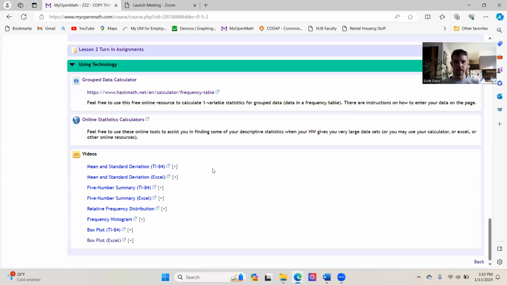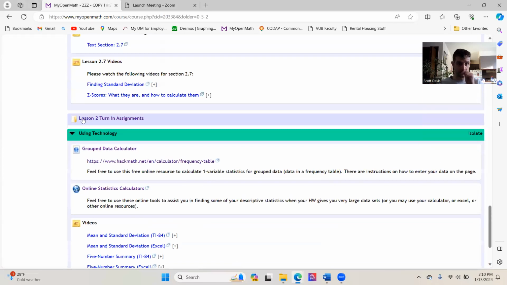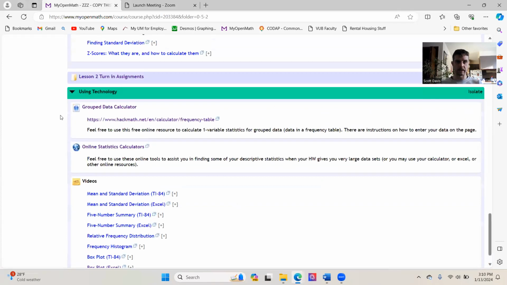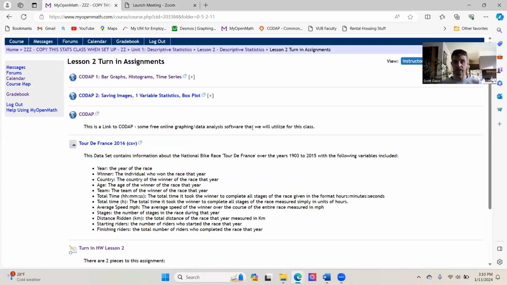So at the end of the descriptive statistics section, here's lesson 2. There's some resources here. The most important thing in lesson 2 is the CODAP piece of this assignment. If you prefer Excel, you're allowed to use Excel. We are going to be using CODAP, free online graphing data analysis software.